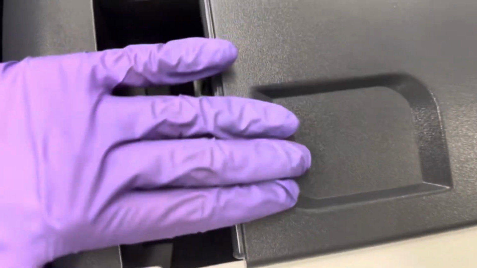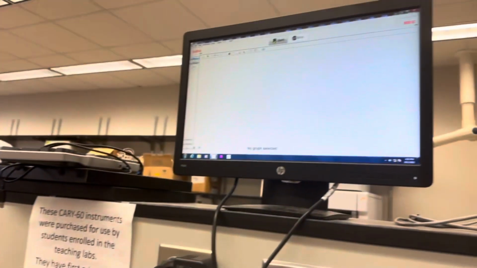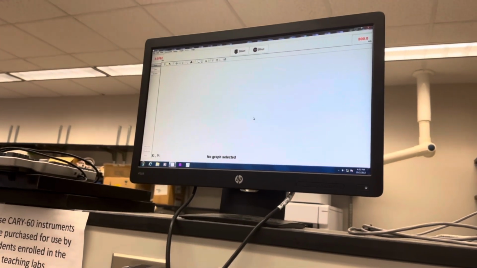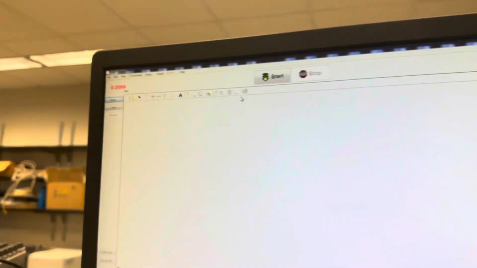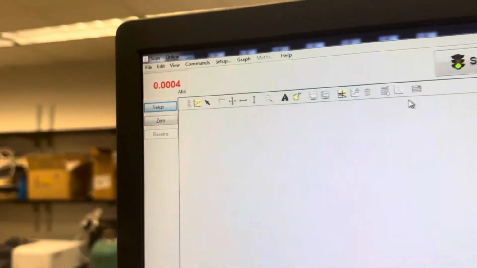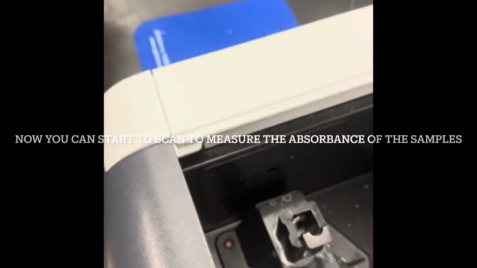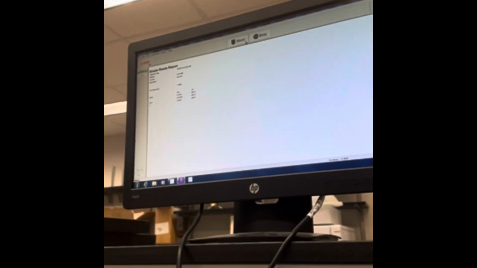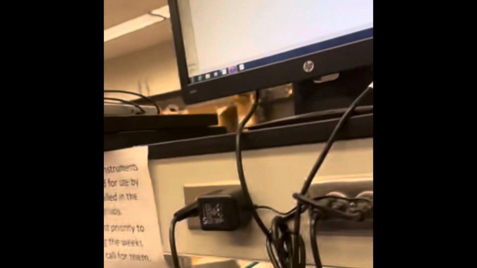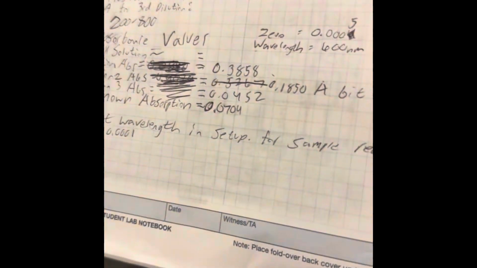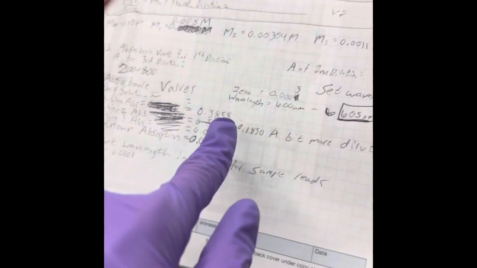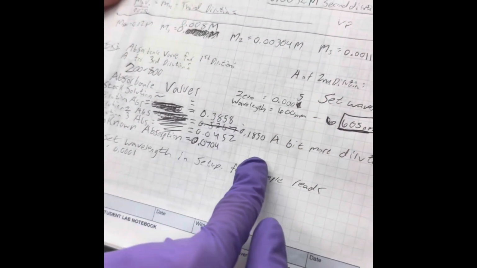We're going to close the lid, and then come up here. Zero it out. Our number is this, so we're just going to have to subtract from there. We have these numbers on here, and then where are they at? Oh, they are here, written down for our absorption.